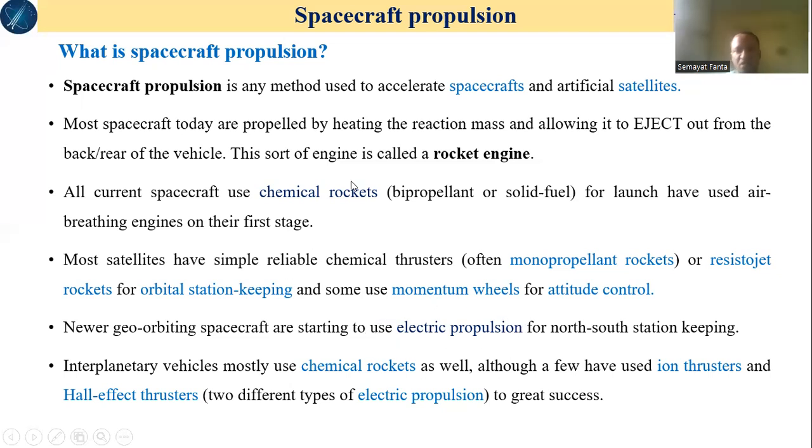Look, in chemical propulsion, bipropellant and solid fuels are the propellant types, then monopropellants, and then electrical propulsion systems use an electrical ignition system or electricity for the purpose of propulsion. So this is what we call spacecraft propulsion.